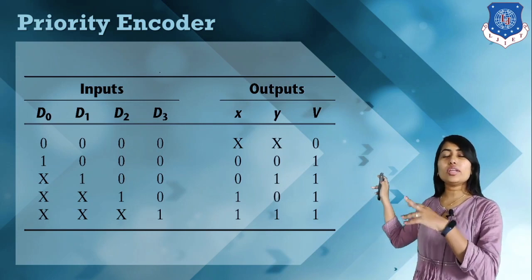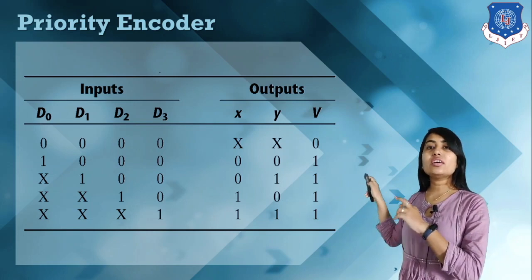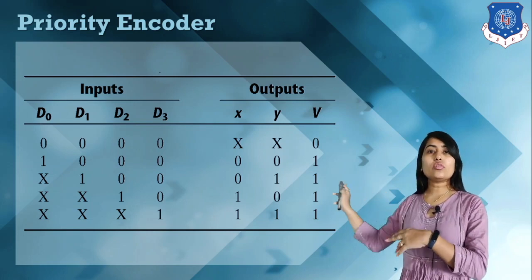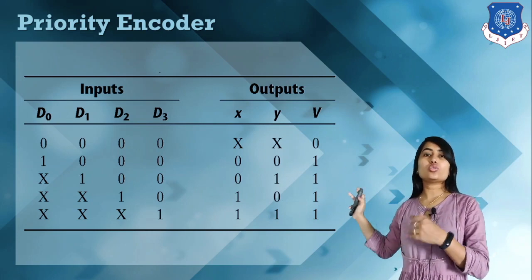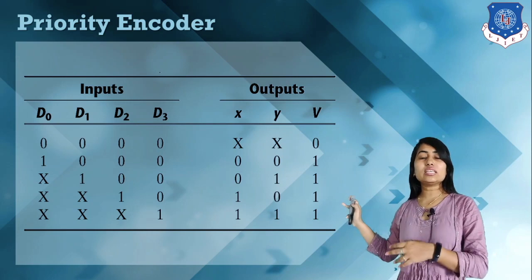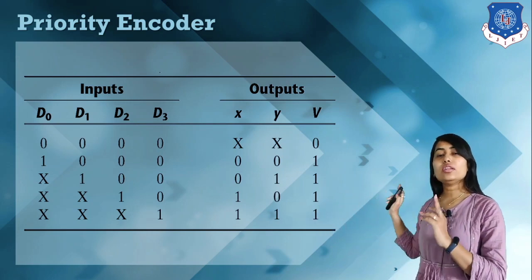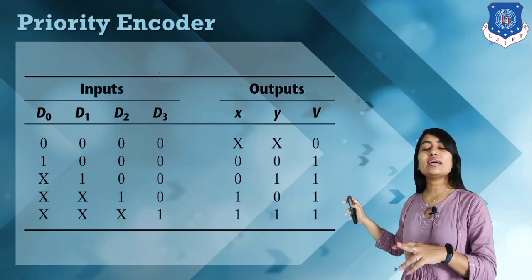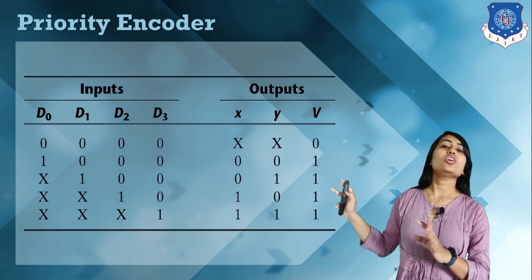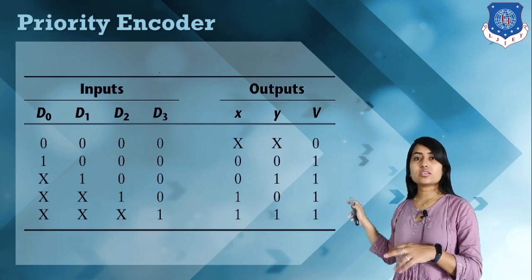Here we have a 1 bit indicator v. Whenever this bit indicator v is equal to 0, that means d0, d1, d2, d3 are all 0, and that's why v is equal to 0. Whatever the value of v, whenever v is equal to 0, x and y are in don't care conditions.